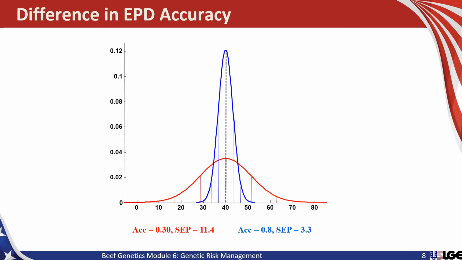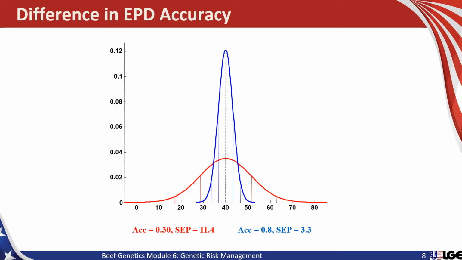Here the distribution represents the standard errors of prediction, or how precise we are, or how confident we are in our estimate of the mean or the EPD here at 40. You can see that we're much more confident, i.e., the confidence interval of the range that the true value exists in is much narrower for the bull in blue than it is for the bull in red.